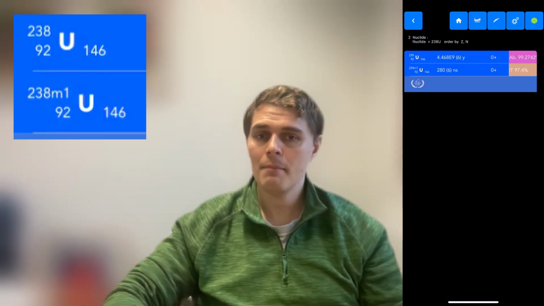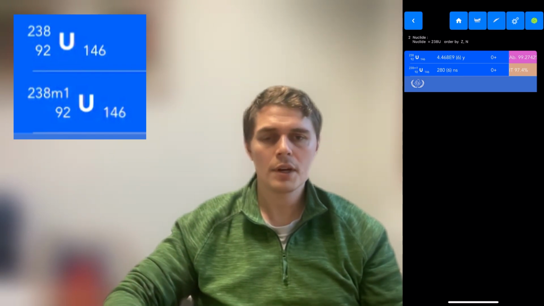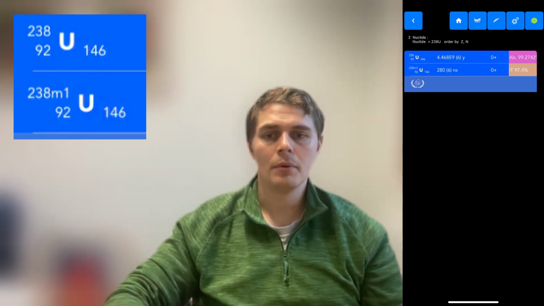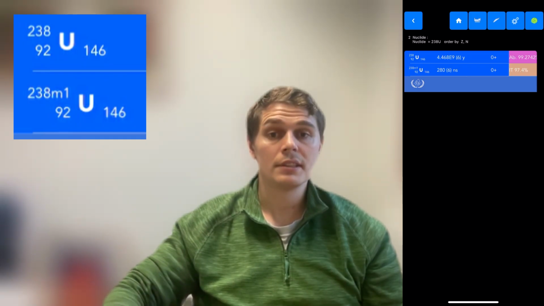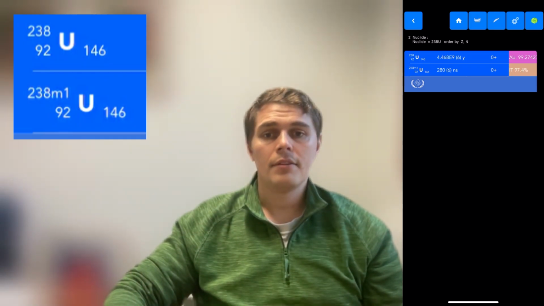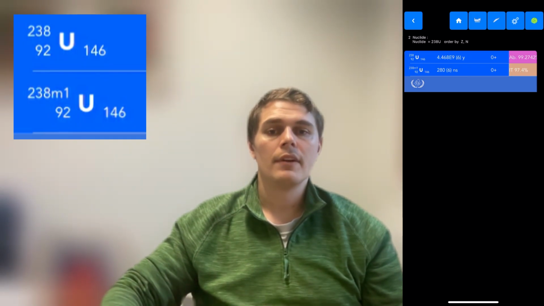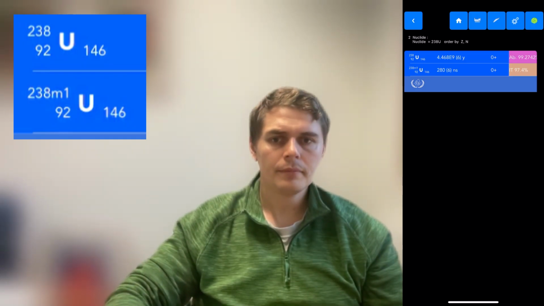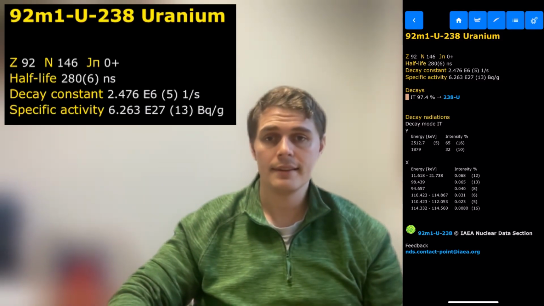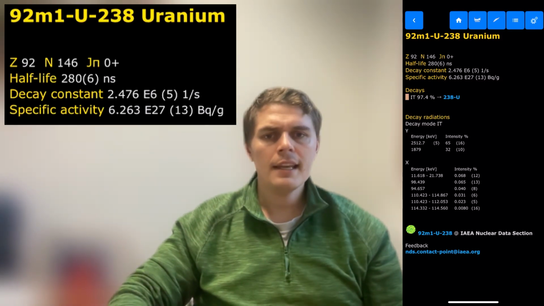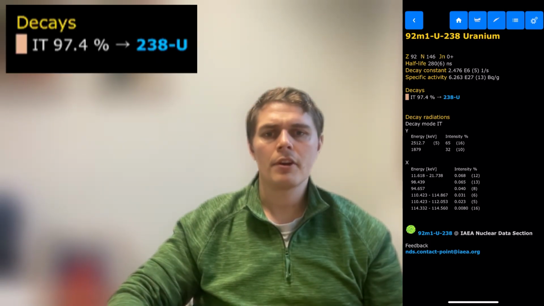We get 238U and 238M1U. In this situation, M means it's a metastable isotope, the nucleus is excited, and number 1 indicates the level of excitation, essentially. Let's open up this metastable isotope, and here we can see that its half-life is only 280 nanoseconds. It decays by IT, which is isomeric transition.